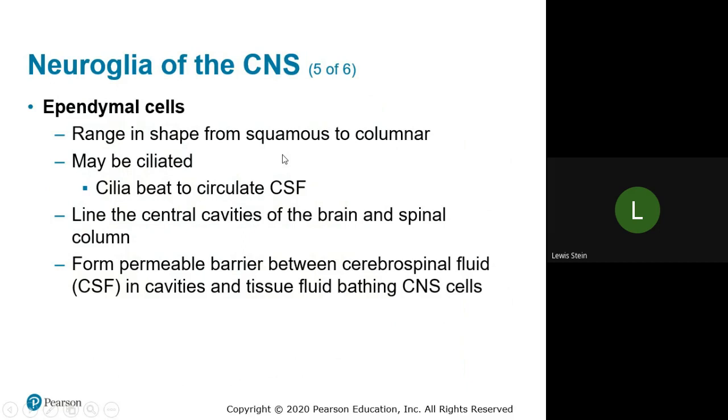Ependymal cells, squamous to columnar, are very much epithelial cells, ciliated, and that's how they circulate cerebrospinal fluid. We see them in the ventricles, those fluid-filled cavities that are part of that hollow neural tube, a permeable barrier between the cerebrospinal fluid in the cavities and the tissue fluid bathing the cells.